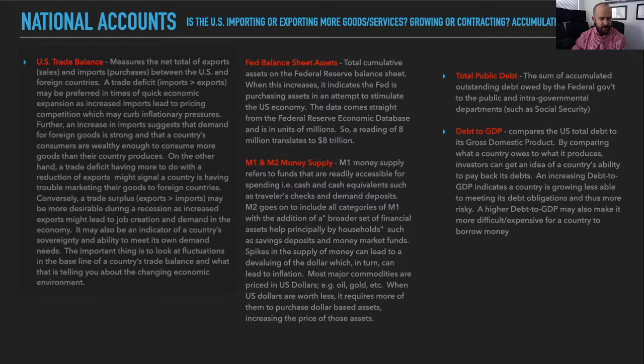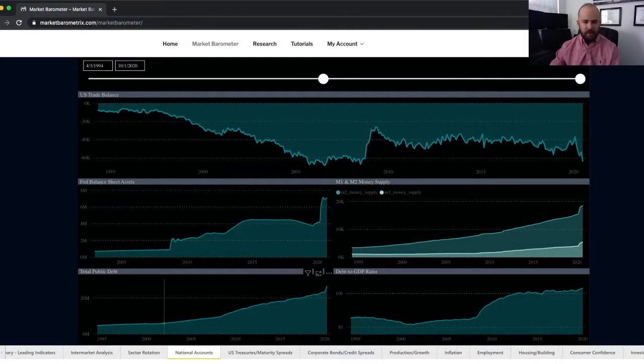So skipping over here to the market barometer, we can see the first graph here is the U.S. trade balance. I have it going back to about 1995 here. And we can see that this is a monthly reading and that generally, we're running a pretty deep trade deficit. But that trade deficit does ebb and flow, right? It narrows and widens through time.